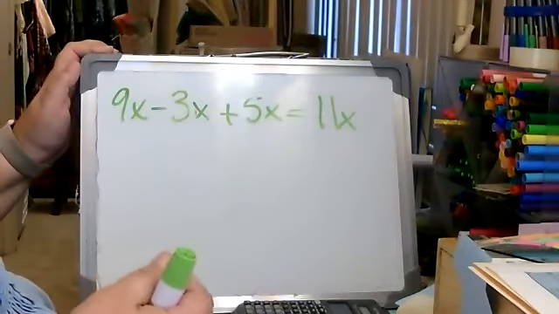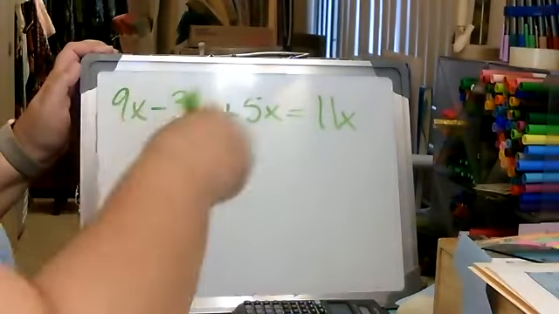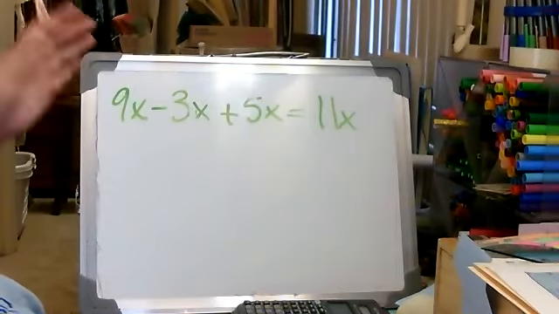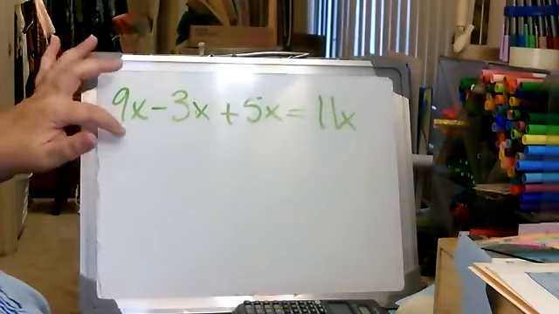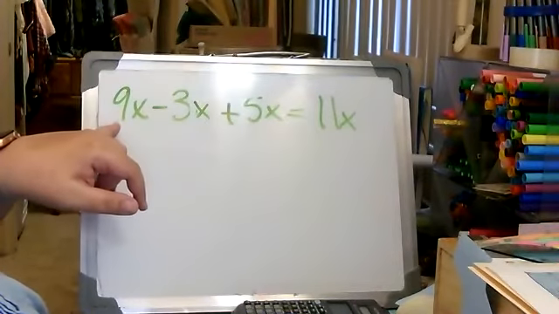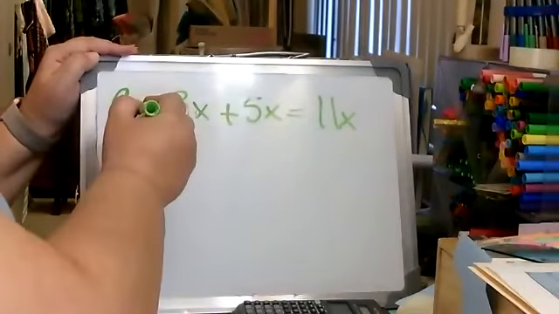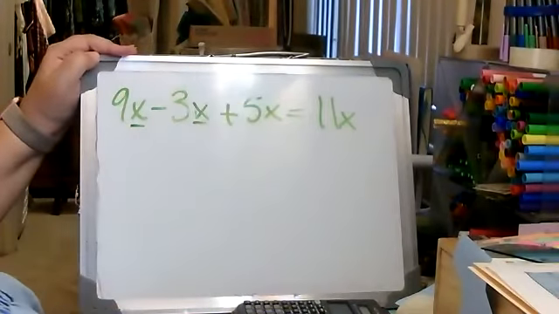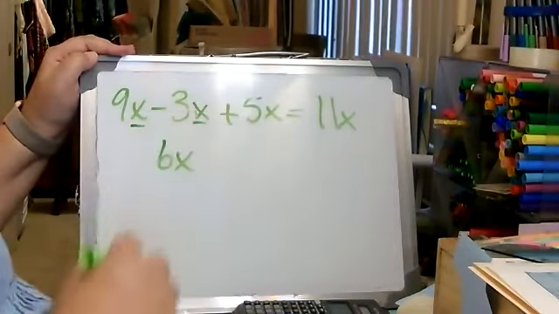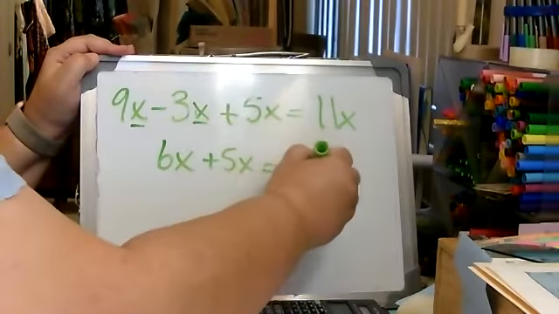Okay, so we're going to put these together, and just simply by doing the math. You're going to say 9x minus 3x. So you take your coefficient and subtract the coefficient from here, and the variables stay the same. So 9x minus 3x is going to be 6x. And then 6x plus 5x equals 11x.